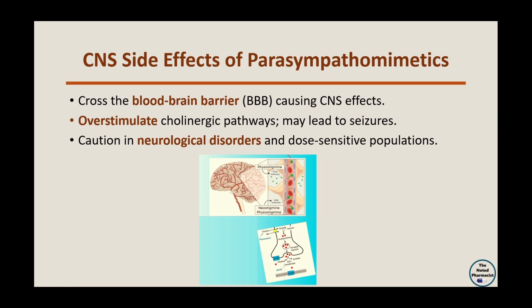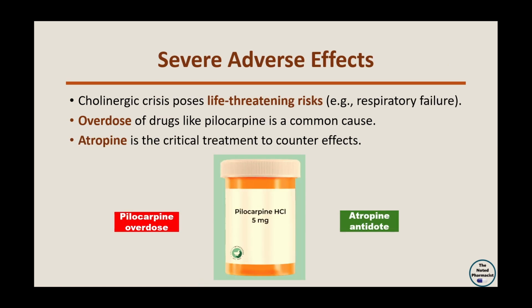Parasympathomimetics like physostigmine can induce CNS side effects due to their ability to cross the blood-brain barrier. By inhibiting acetylcholinesterase, they increase acetylcholine levels, potentially leading to overstimulation of central cholinergic pathways and adverse effects such as seizures, confusion, or tremors. This underscores the need for judicious use, particularly in patients predisposed to neurological disorders or those requiring careful dose adjustments. Severe adverse effects of parasympathomimetics, such as a cholinergic crisis, demand swift recognition and intervention due to life-threatening consequences like respiratory failure and profound bradycardia.